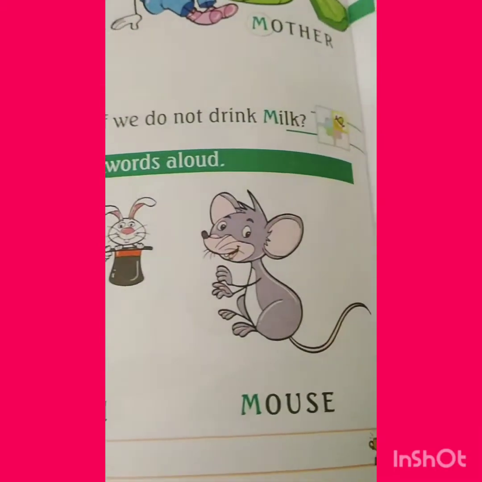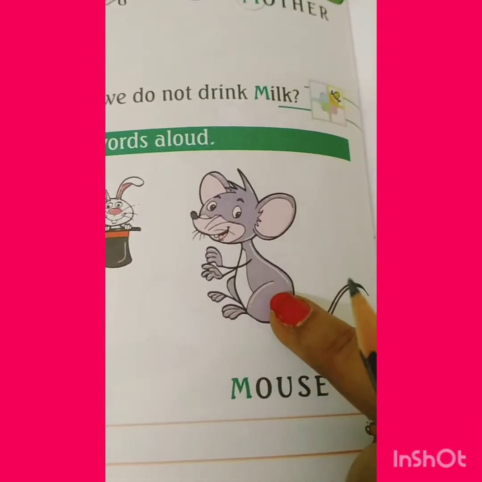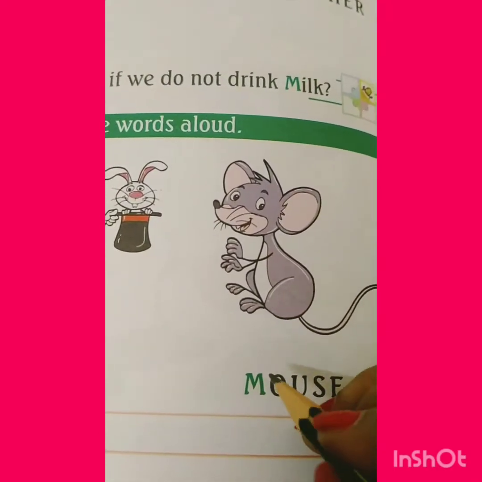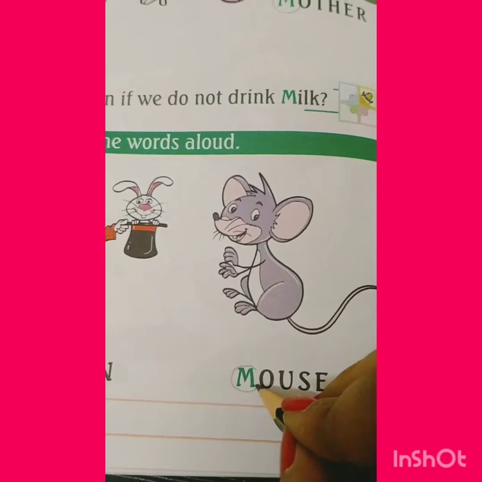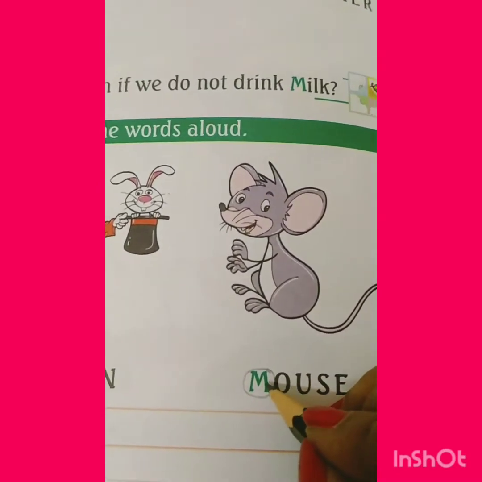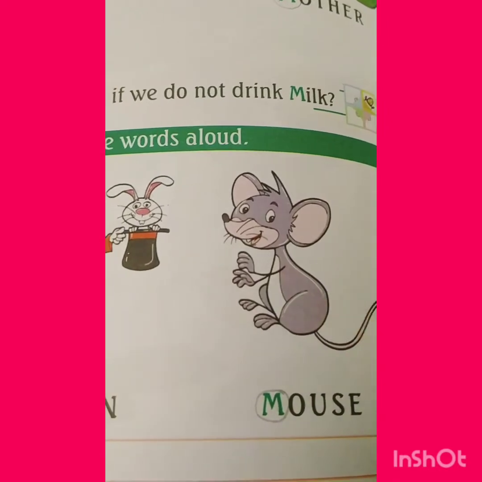Okay, now see, wow, it's a very beautiful mouse. So mouse is also starting from letter M. So you have to circle this letter M. So M for mouse.